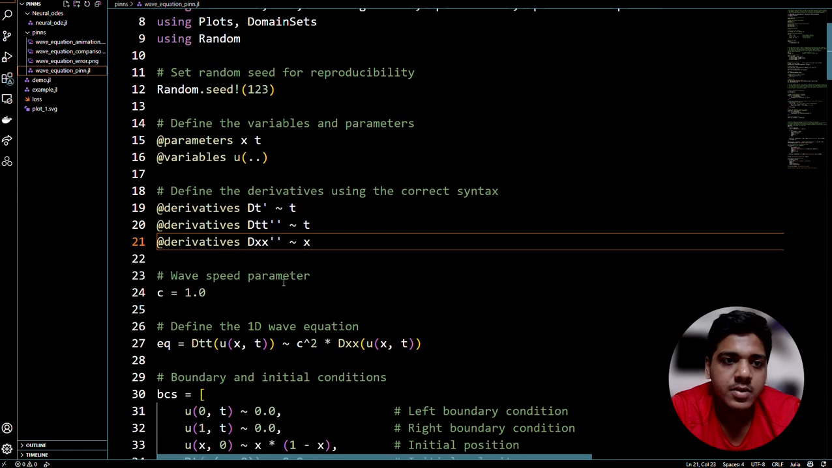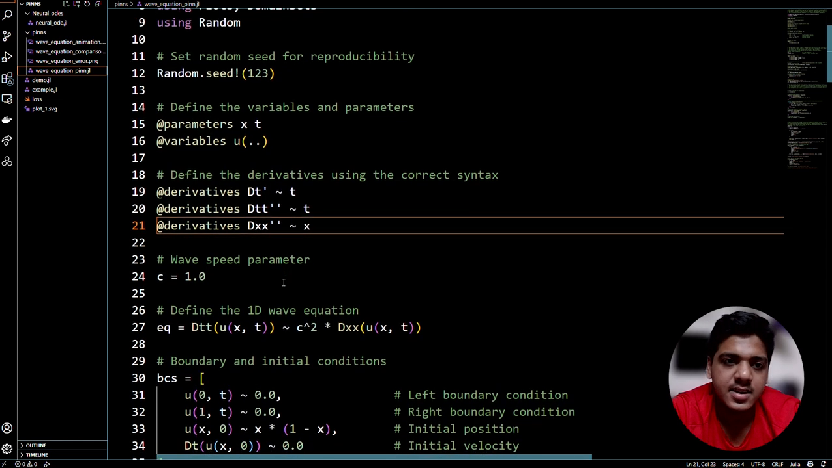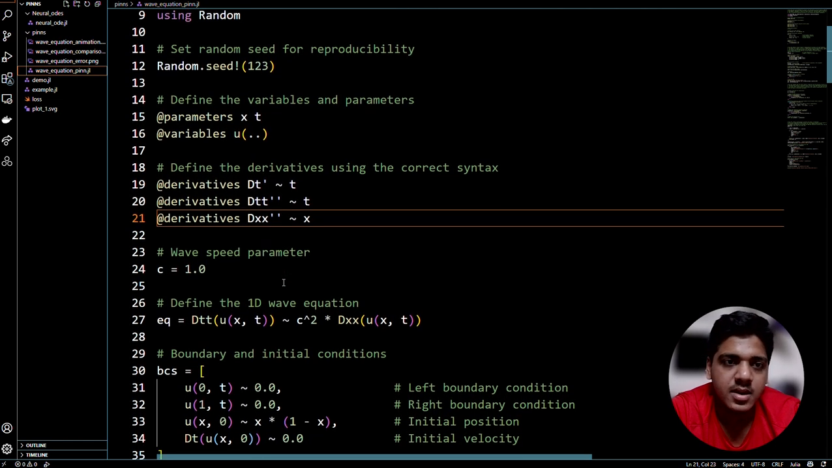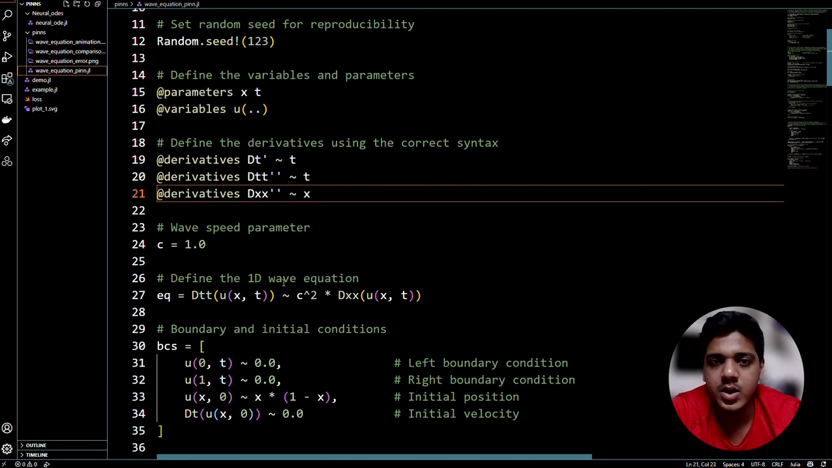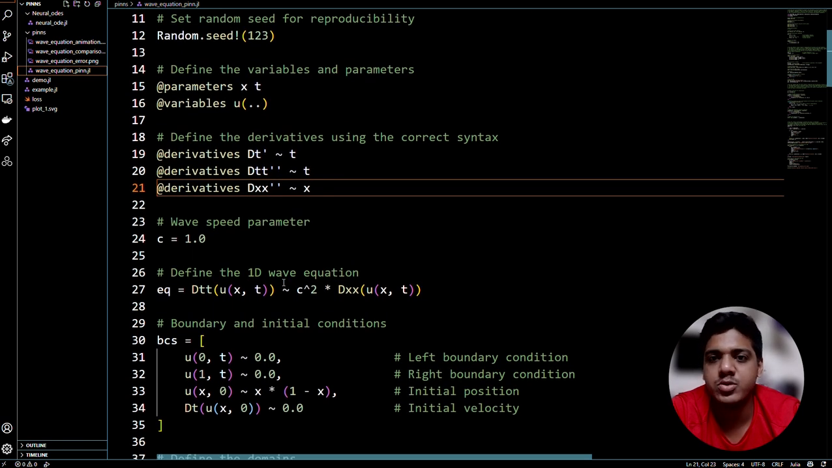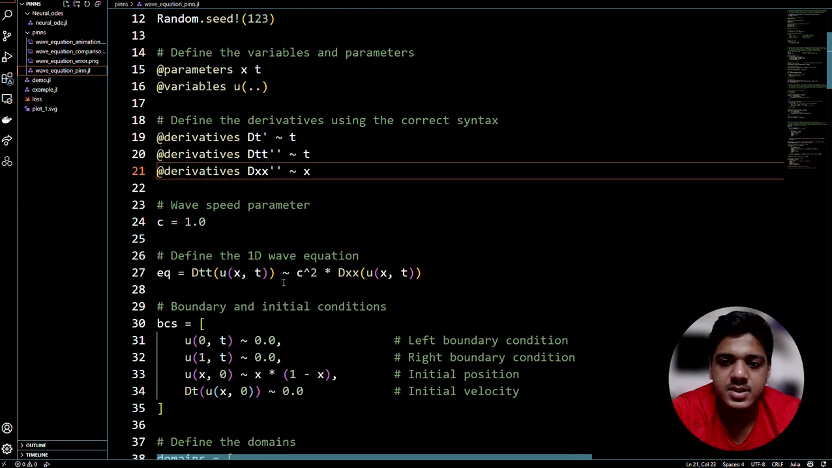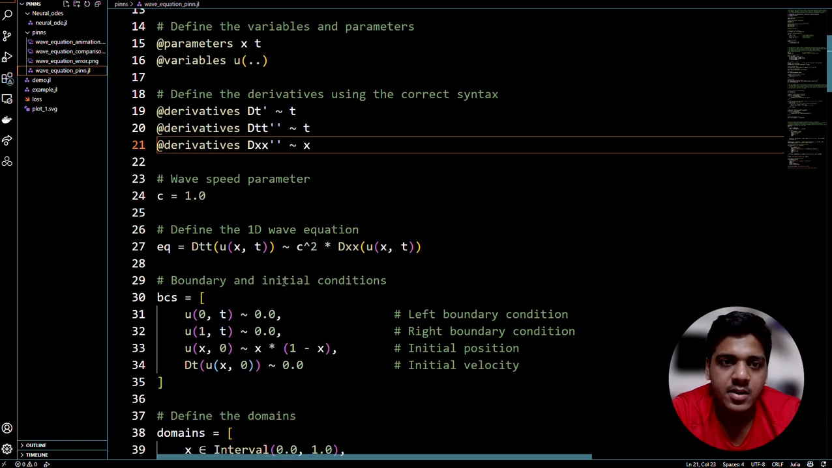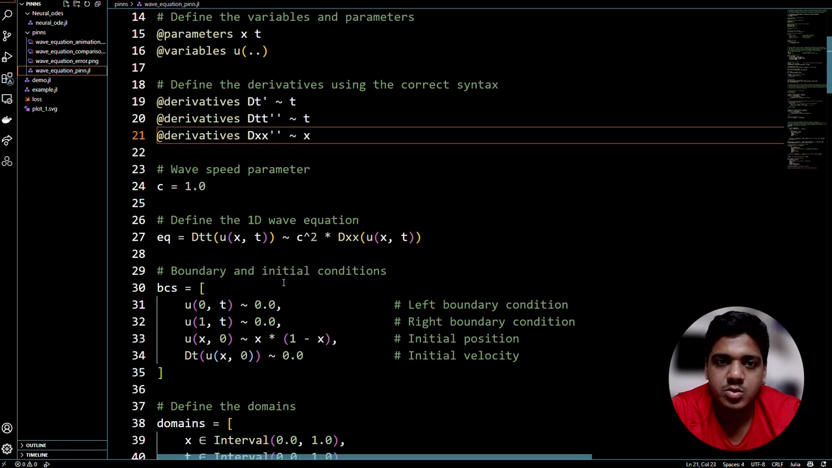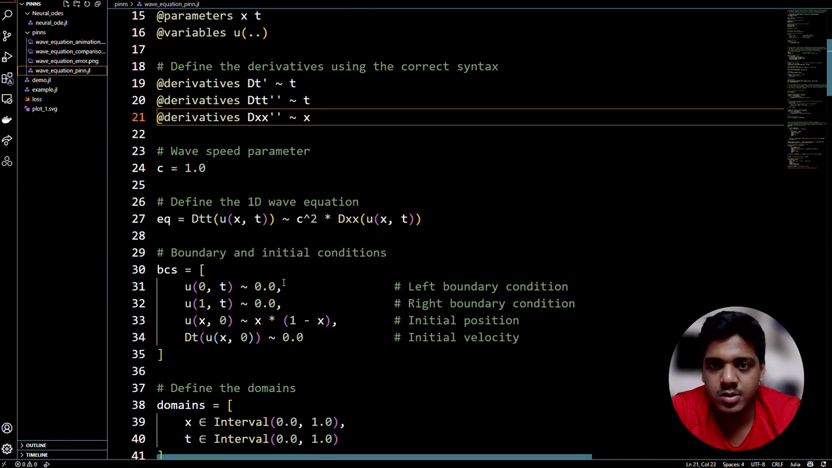Now we set a random seed for reproducibility. Okay, now the boundary conditions are u equal to 0 at x equal to 0 and x equal to 1. The initial condition for the initial position is x times (1 minus x), and the initial velocity is 0, as we can see here in the code. The domain is defined from x equal to 0 to 1 and t from 0 to 1. The wave speed c is set to 1.0.